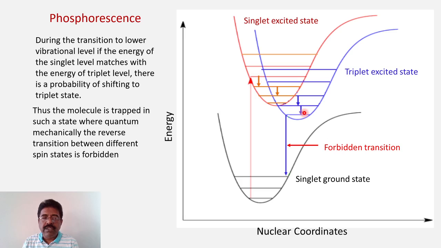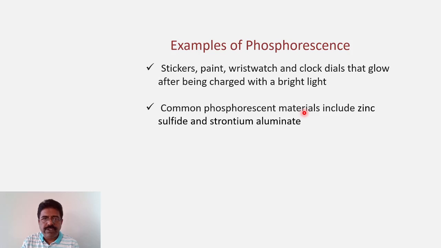So it will not emit the energy instantaneously. But kinetically it will lose the energy, and that process will be very slow. In some cases, it may take a few minutes, a few hours also. Okay. So this is the phenomenon known as phosphorescence.